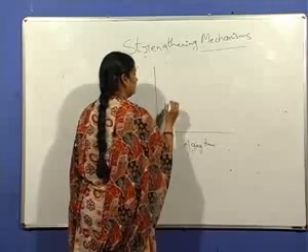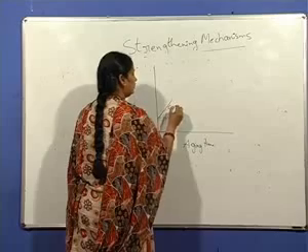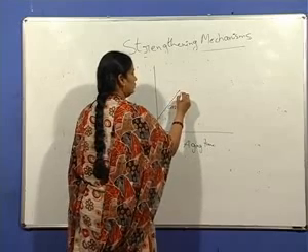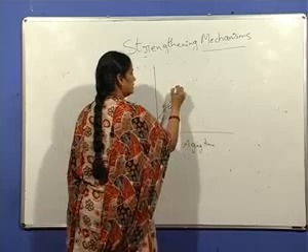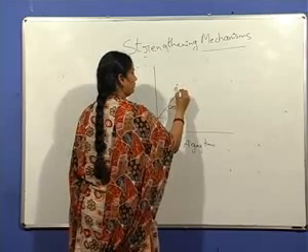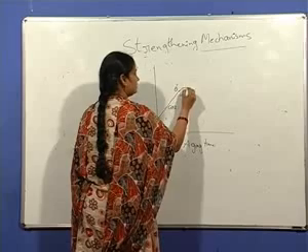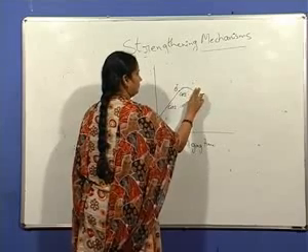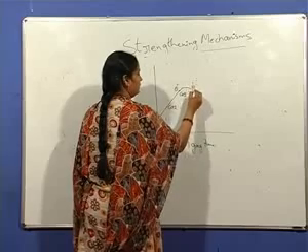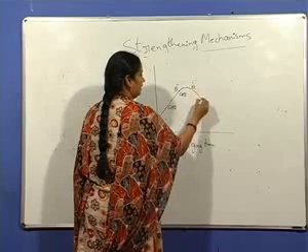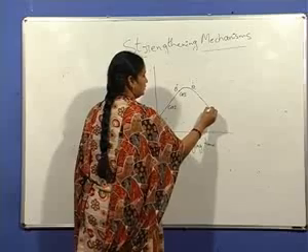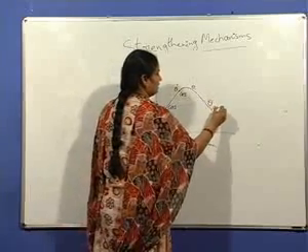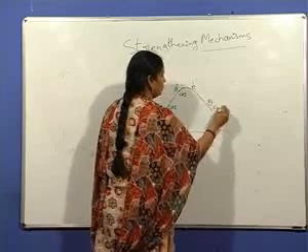initially GP1 zones form. Next is GP2 zone. This is also known as theta double prime. Then comes theta prime, then finally the precipitate undergoes coarsening and forms theta phase, equilibrium phase, CuAl2.